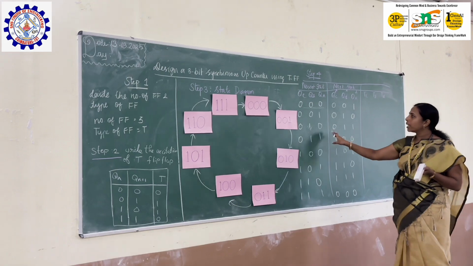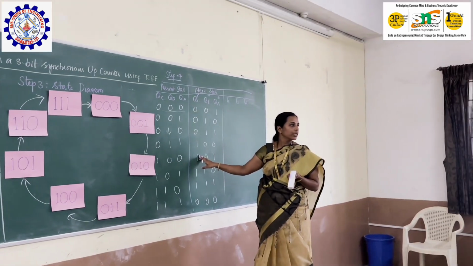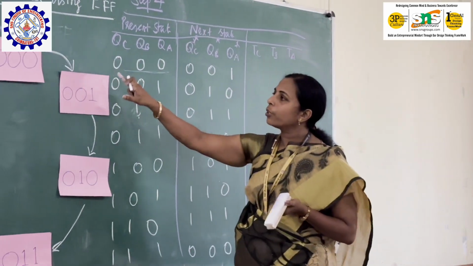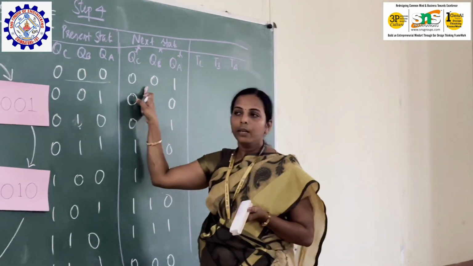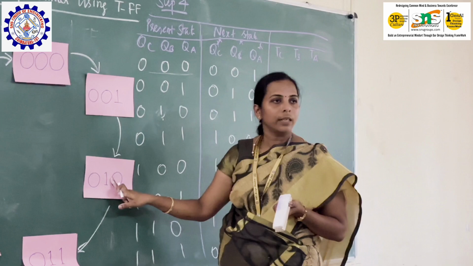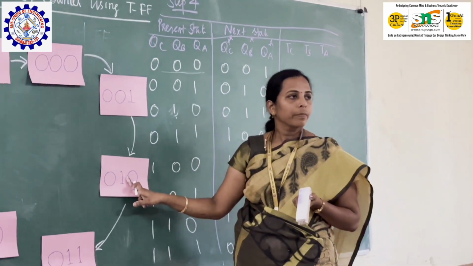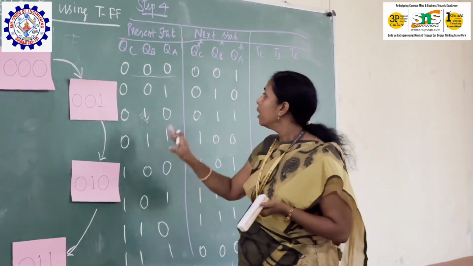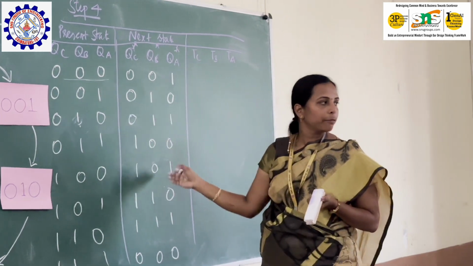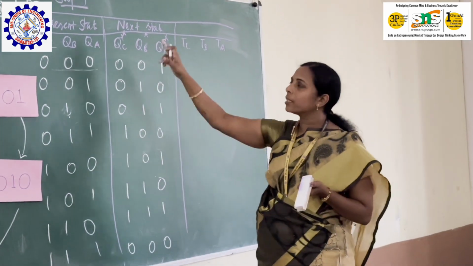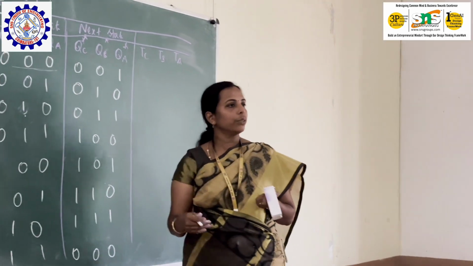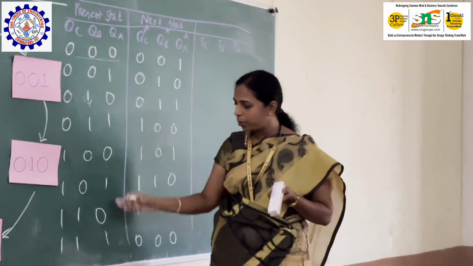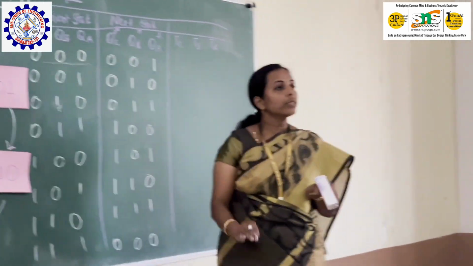And from the state diagram, we will be drawing the excitation table. So if 0, 0, 0 is the present state, next state is 0, 0, 1. If this is the present state, this is the next state. Now after completion of this, what do we have to draw? Step 4 is the excitation table for my required circuit. My required circuit is to design a counter which counts from 0 to 7 using T flip-flop.